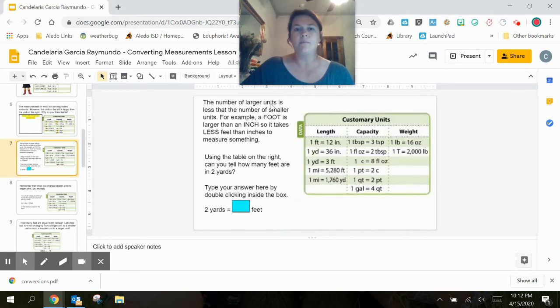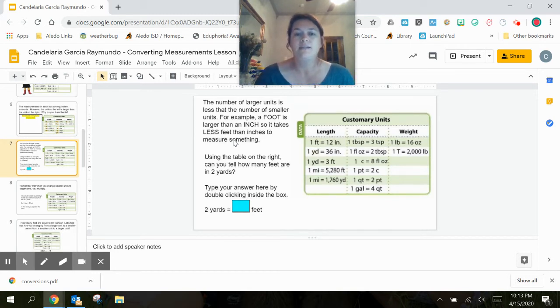Next slide says the number of larger units is less than the number of smaller units. So for example, a foot is larger than an inch. So it takes fewer feet than inches to measure something. So if you have something that's 2 feet long, it's only going to take 2 rulers to measure because you're measuring by a foot. But if you're measuring by an inch, it's going to take 24 inches because your inches are smaller than your feet. So it will take fewer feet to get there than inches.